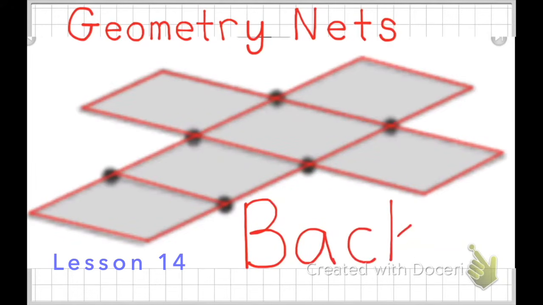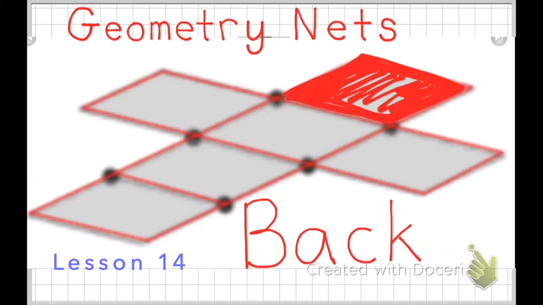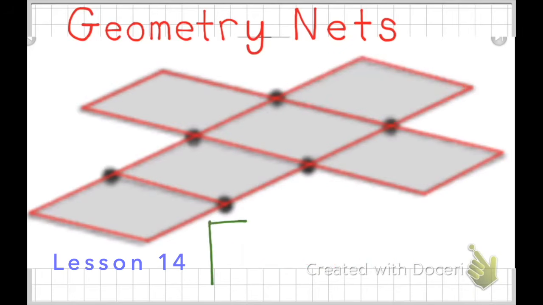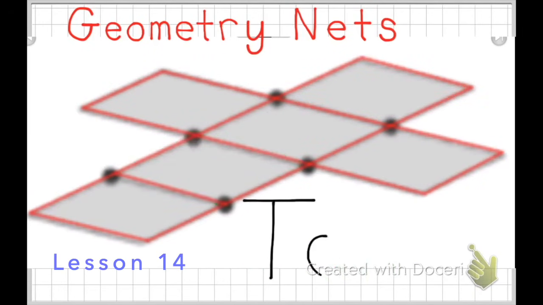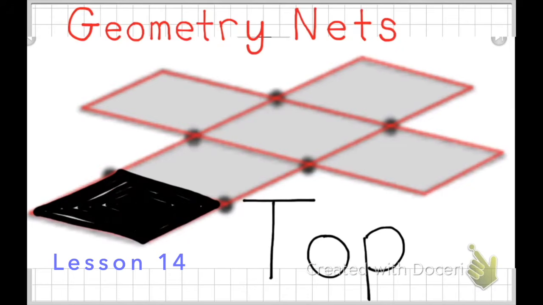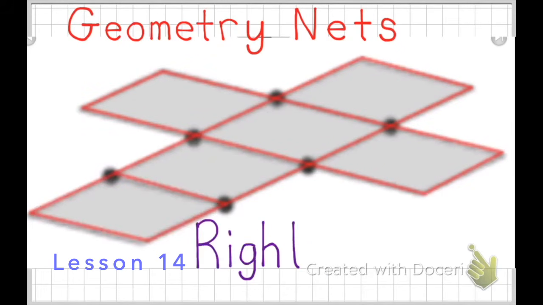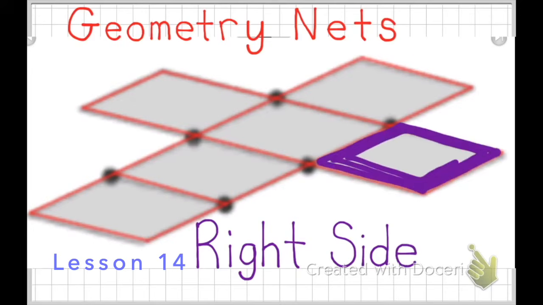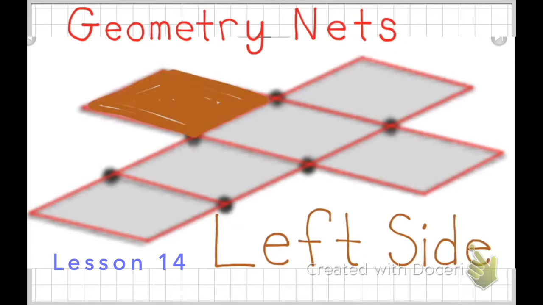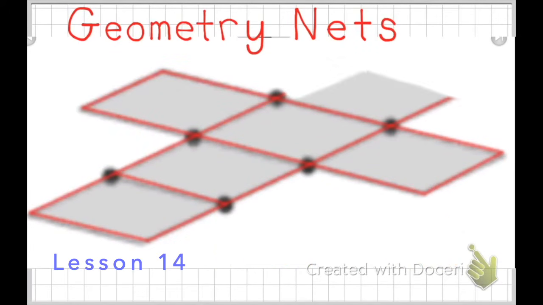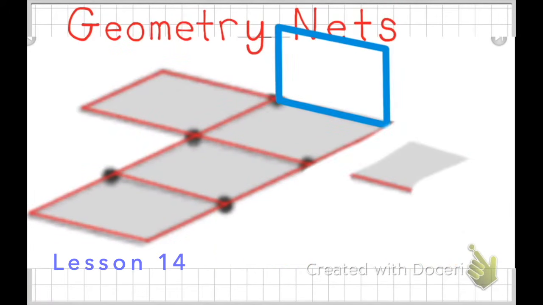The red section represents the back. The green section represents the front. The black section represents the top. The purple section represents the right side. And the brown section represents the left side. You can fold these sections up to form a cube.